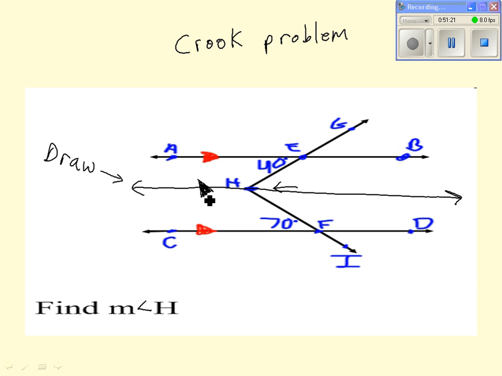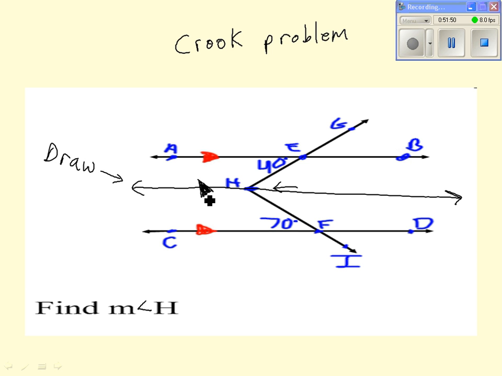This we can, because how many lines in the world are going to go through point H right there and also be parallel to these other two lines? One. There's only one in the world. So if I draw my line in here, and you draw your line on your paper, is it going to be a different line? No. It's the exact same line, because that's the only line that fits what we wanted.